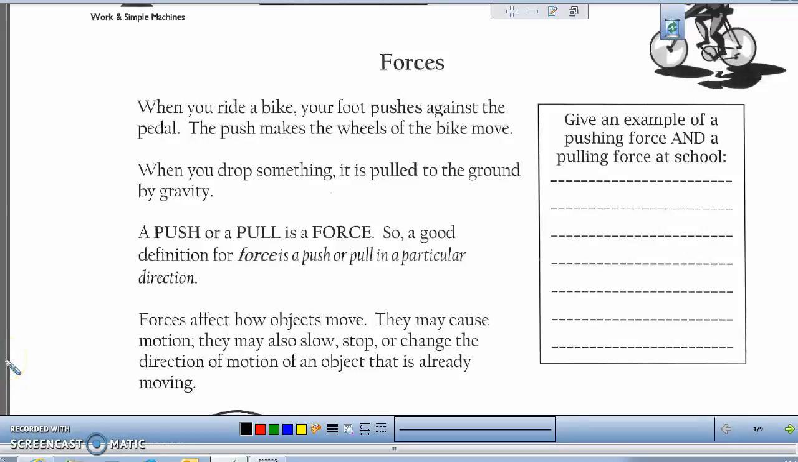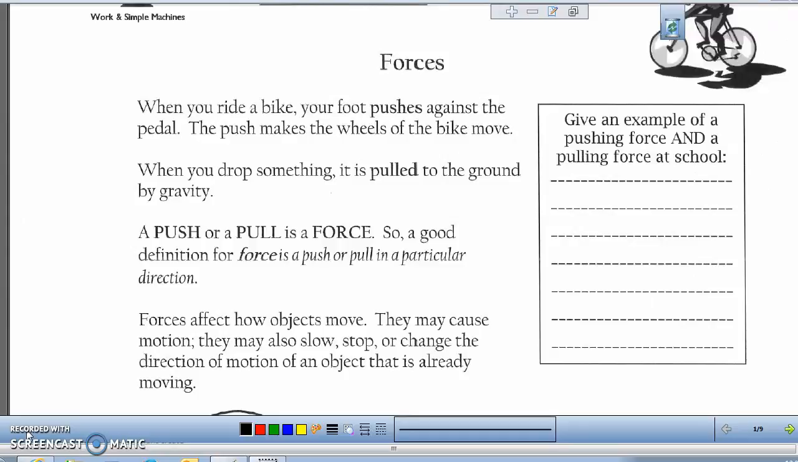Okay, so welcome back. Today we're going to be talking about forces, and I'm not going to bore you too much with what a force is because I feel like most of us probably know what a force is. But I do just briefly want to go over it for anyone who doesn't quite understand. So you're just following along with your worksheet.